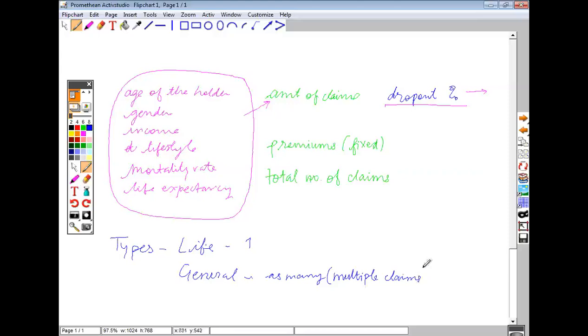Yeah. So again, we do have to look at the type of policy that we have in place, and that will determine the number of claims. If you are looking at a life insurance policy, you know for sure that there is only a maximum of one claim that can occur. And the next is general insurance, wherein you can have multiple amounts of claims and multiple numbers of claims. So this is just a broad overview of the types of insurance you can have.